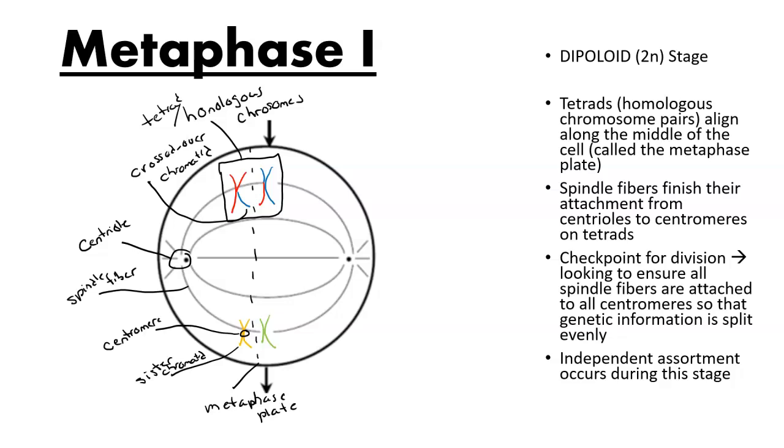Because of the way that independent assortment happens, you get a mixture of different traits mixed up in that genetic information when it gets passed, depending on which egg and which sperm get fertilized at each pregnancy.